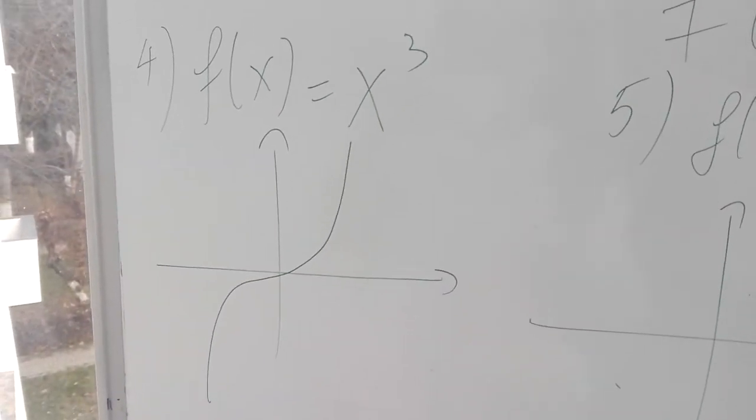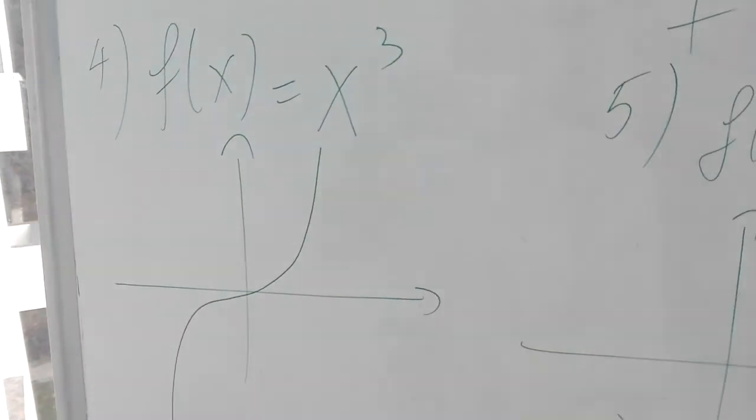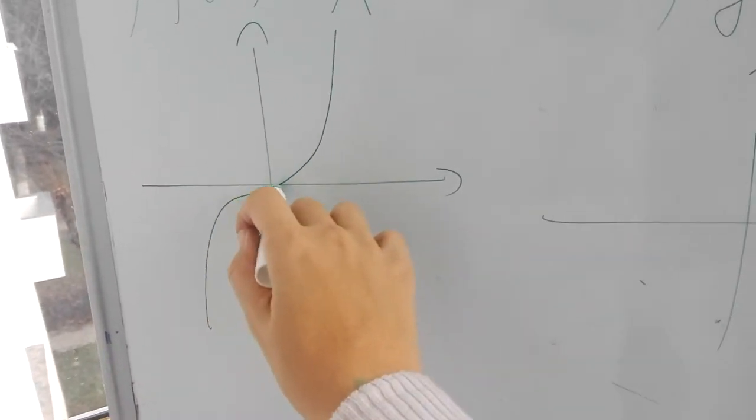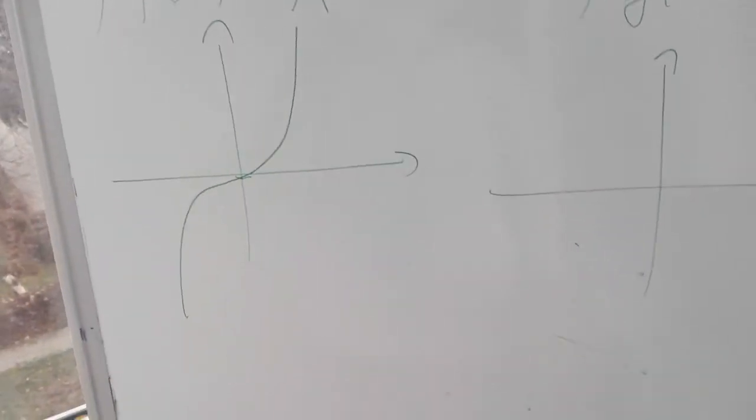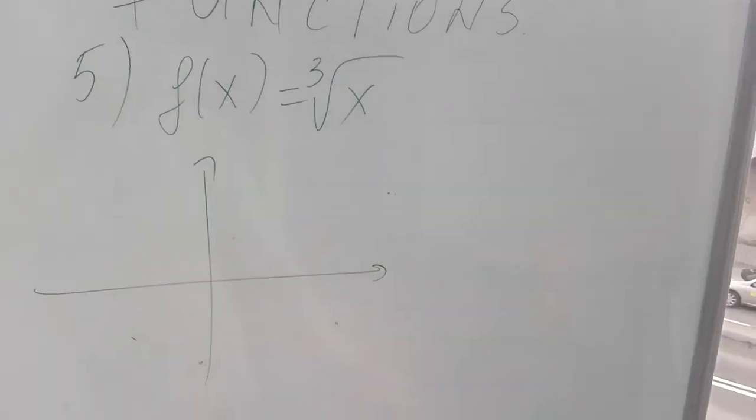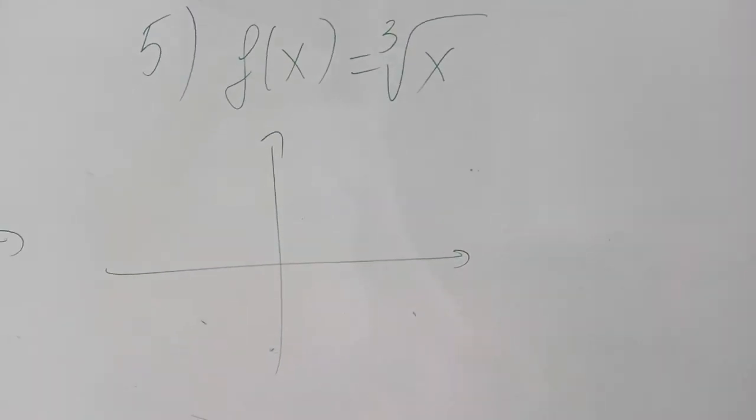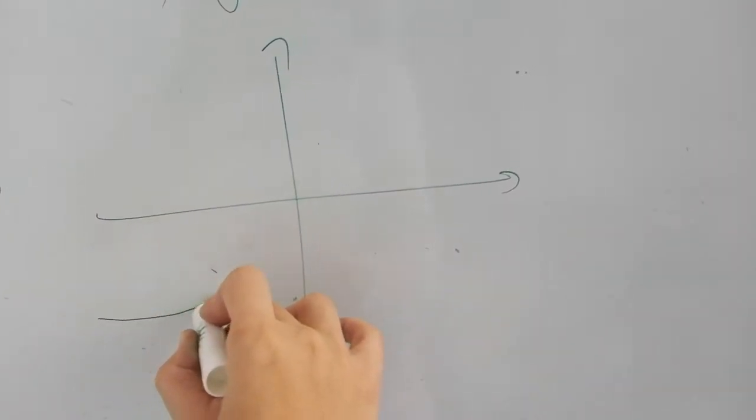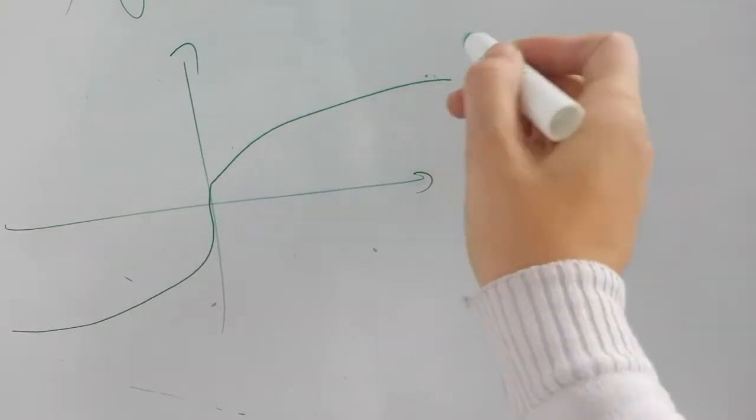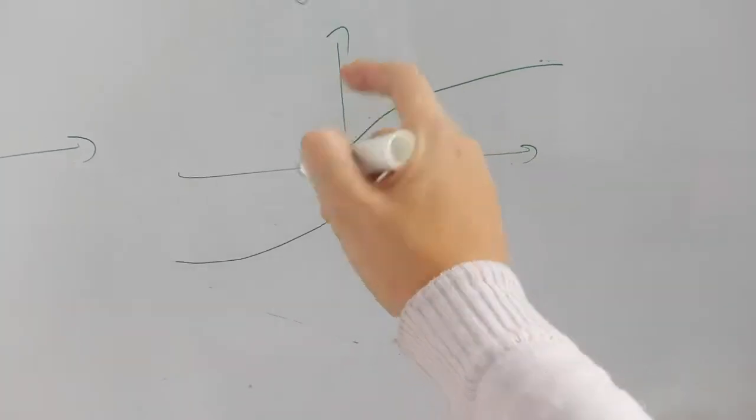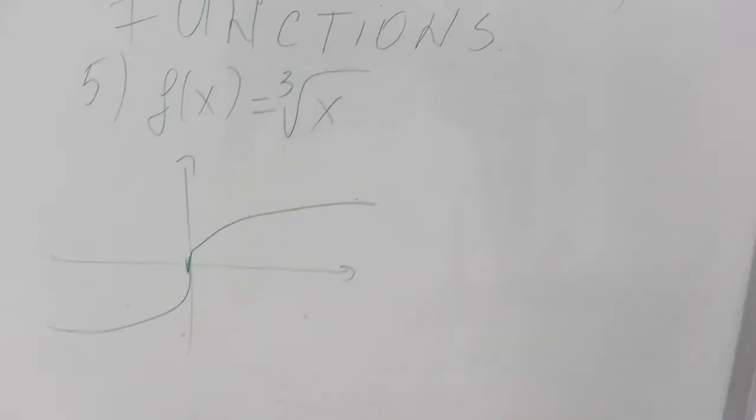My number 4 function would be f of x equals x cubed. It will be a graph going up. Over here you're going to see an HPI, horizontal point of inflection. My number 5 will be the cube root of x. Now the cube root of x goes something like this. Okay, it will also have an HPI. If you see, those two are inverse functions.